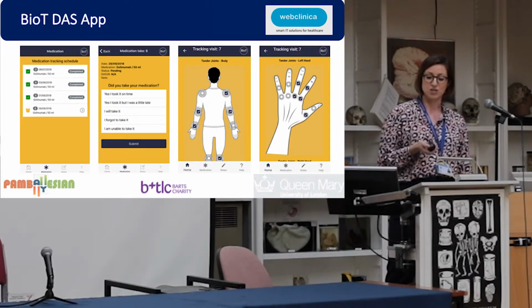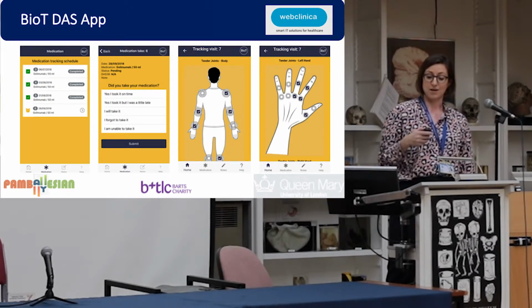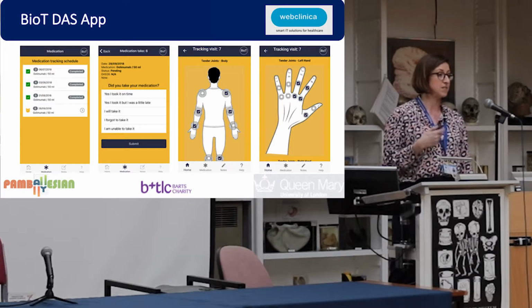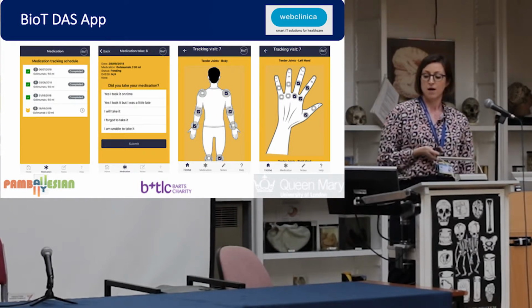So we have a medication tracking schedule. Belimumab is a monthly injection, and the patient can see whether they've had their drug, if they've forgotten, and they can see when the next one is due. When they click on that medication, they can say if they took it, or if, for any reason, they didn't take it, including not being able to, so for example, if they had an infection.